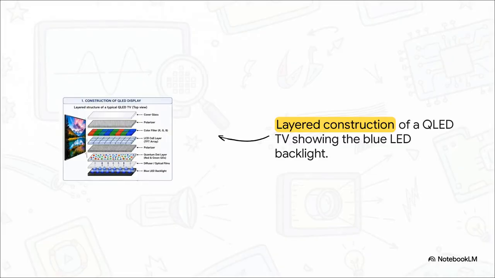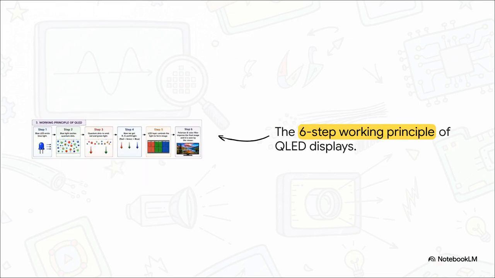Now check out the very bottom layer of this QLED stack. We have a blue LED backlight. Yep, you heard that right. This means QLED is actually a non-emissive display technology. The pixels themselves aren't generating the original light. Instead, that blue LED fires light upward, which then smashes into that incredibly important quantum dot layer filled with red and green nanocrystals.